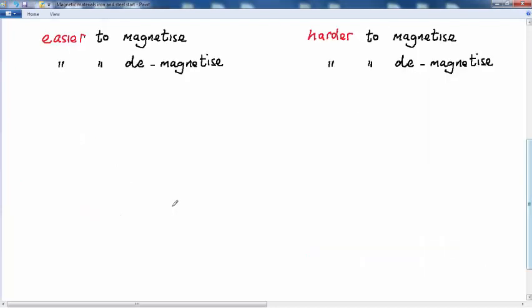Okay, so these magnetic properties of iron and steel are quite easy to demonstrate using a very simple experiment.